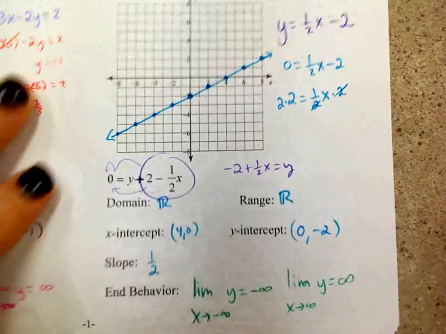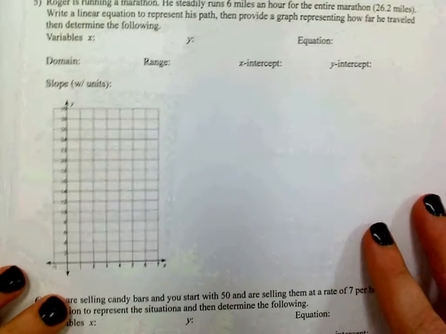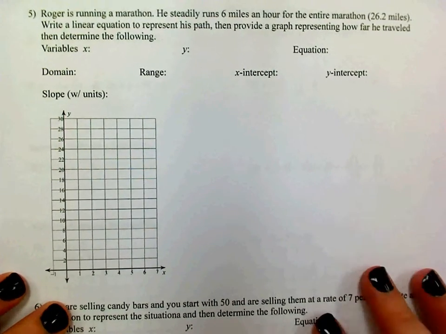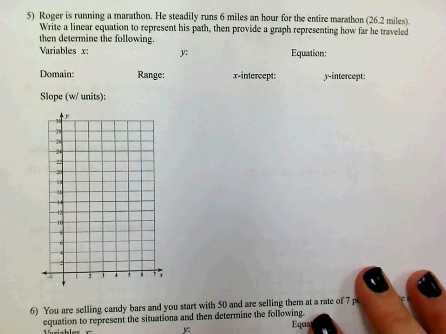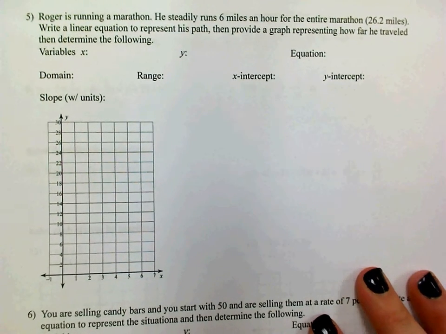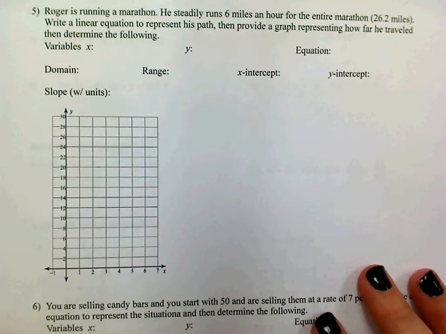All right, the next two problems are kind of some application word problems. So let's go ahead and work that out. Roger is running a marathon. He steadily runs 6 miles an hour for the entire marathon, 26.2 miles. Write a linear equation to represent his path and provide a graph representing how far he traveled, then determine the following.